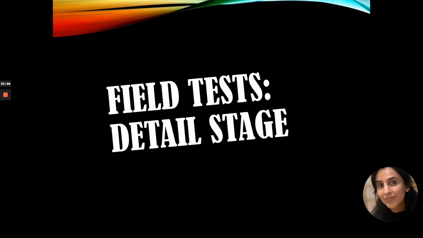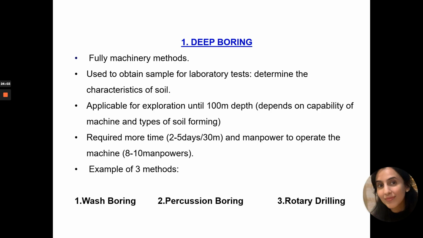Field test, detail stage. Detail stage is more difficult to do and more expensive. The first one is deep boring. It's fully machinery methods. It requires more time and manpower. It can go more than 30 meters. So we have different types of boring, but here we only touch on wash boring, percussion boring, and rotary drilling.